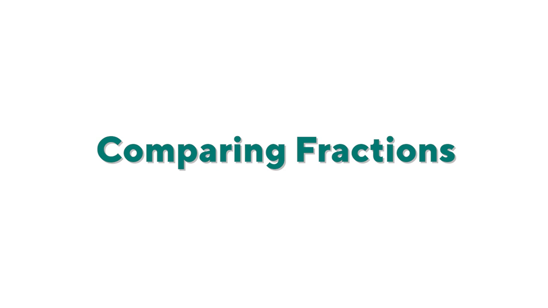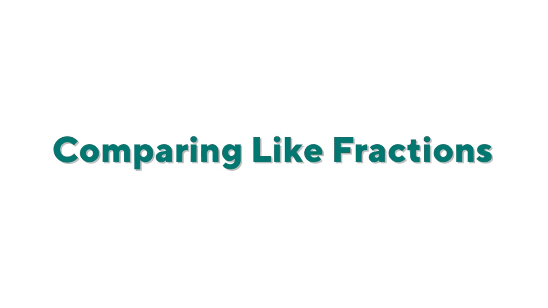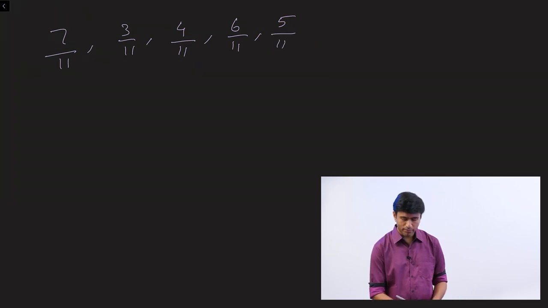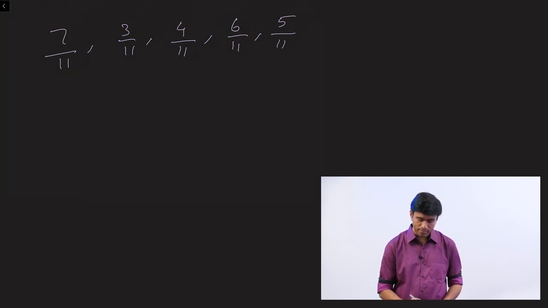How can we compare fractions? We know how to compare numbers and how to find which is greater, which is smaller, which is equal. How do we do it when it comes to fractions? Let's start with comparing like fractions. 7 by 11, 3 by 11, 4 by 11, 6 by 11, 5 by 11. These are like fractions. How do we compare these?